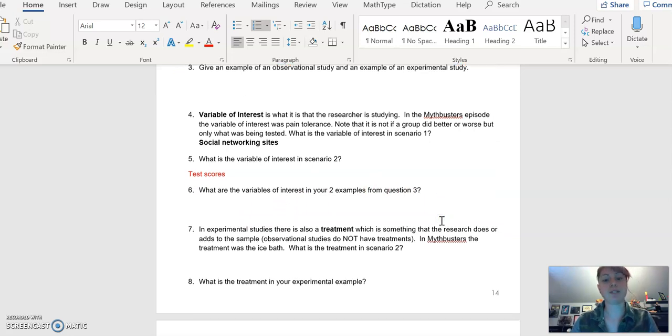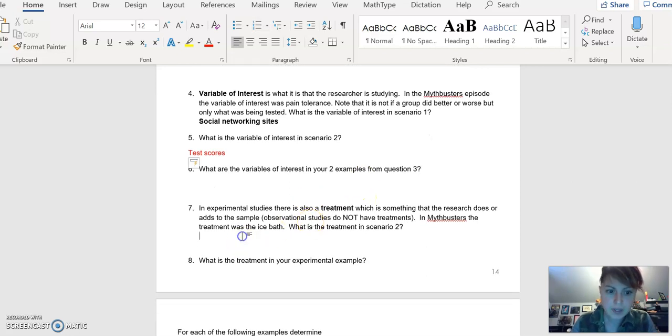What are the variables of interest for number 3? Well, that depends on what you wrote, so that'll be different for everybody. All right, and number 7, in experimental studies, there's also a treatment. So the treatment is different than your variable of interest. The treatment is something that the researcher does or adds to the sample. So observational studies do not have a treatment. You're not doing anything in an observation. But in Mythbusters, the treatment was the ice bath.